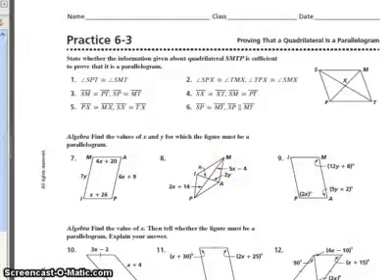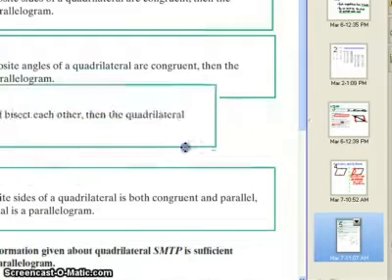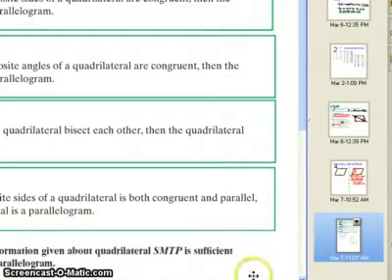Hello class, we are going to look at practice 6.3, the first few problems here, and then you can finish the rest for homework. The first few problems talk about what is sufficient to prove that it is a parallelogram. So I'm going to look at this.